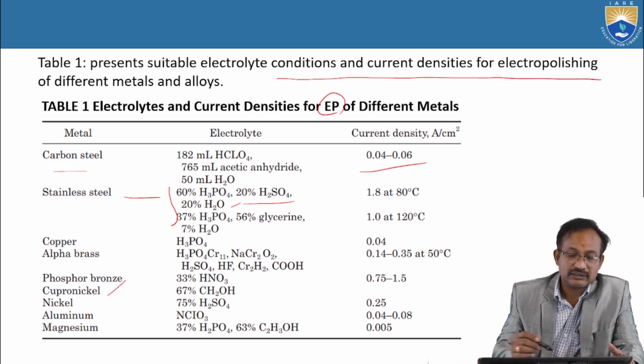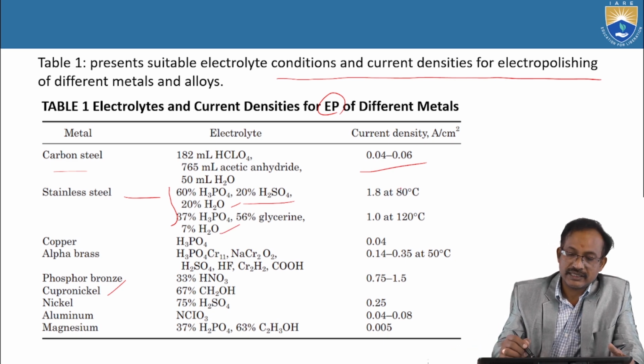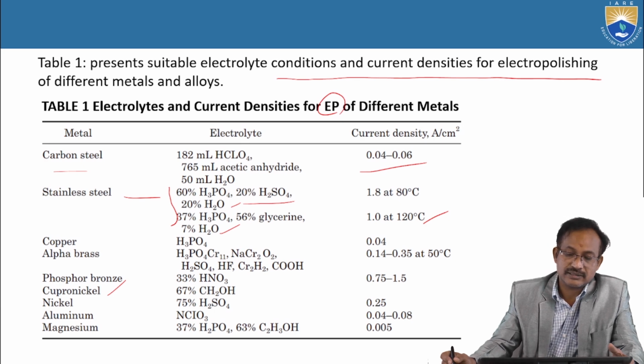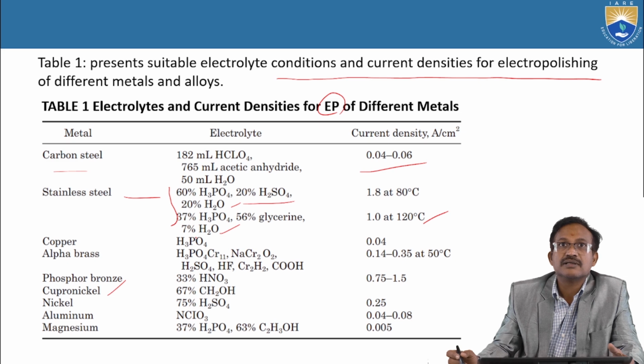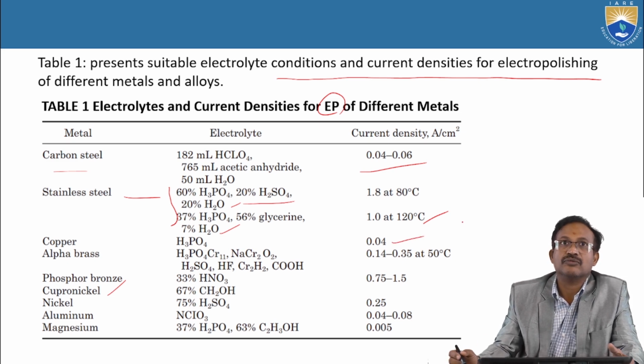Okay, and next one, 37% H3PO4, 56% glycerin, 7% H2O. Okay, and the corresponding current density is 1 at 120 degrees centigrade. Okay, and for copper, that is H3PO4 and current density is 0.04.